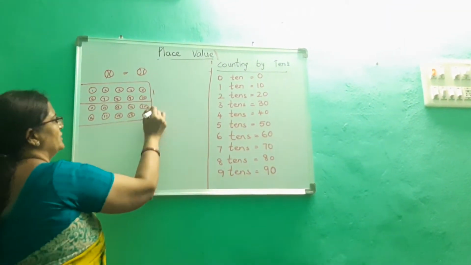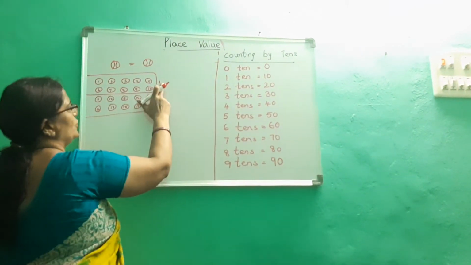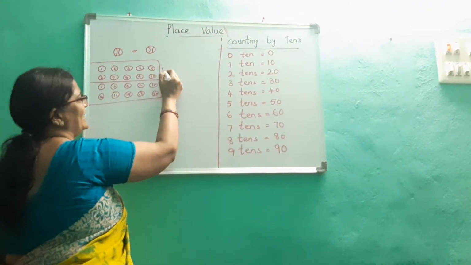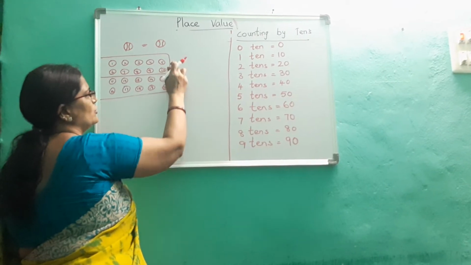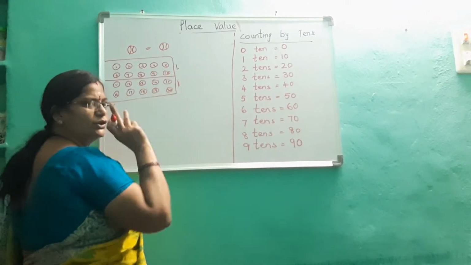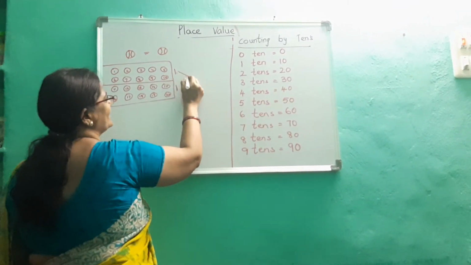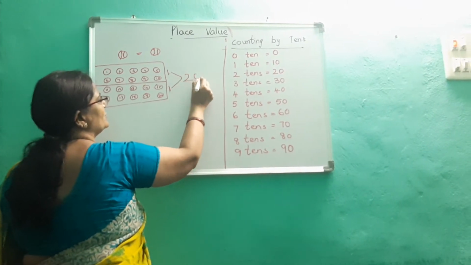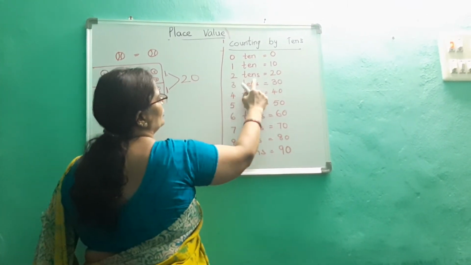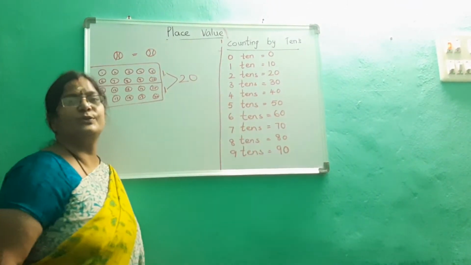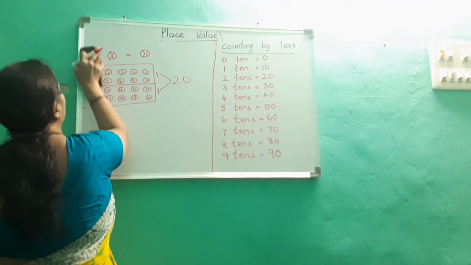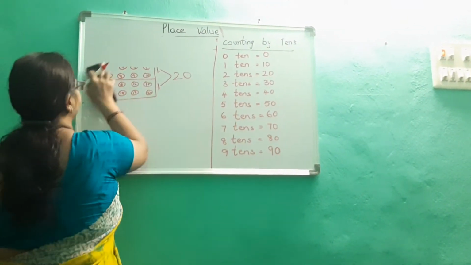So here one more 10. So 2 tens. This is 1 ten. This is 2. One more 10. So 1 plus 1, 2. So 2 tens is equals to 20. See here. 2 tens is equals to 20. Got it?